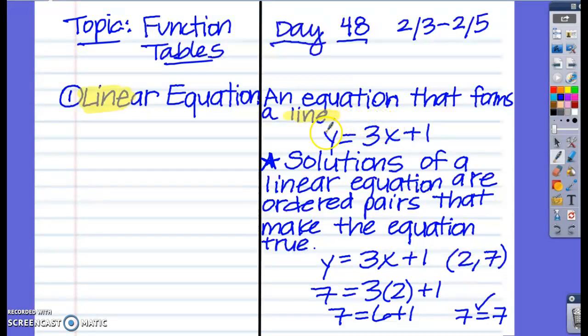So we have x and y on different sides, and both x and y are raised to the power of 1. Solutions of a linear equation are ordered pairs that make the equation true. So going back to our example, y = 3x + 1, if we plug in 2 for x, 3 times 2, which is 6, plus 1, gives you the y value, the output, 7.